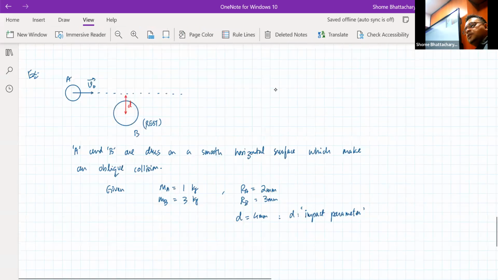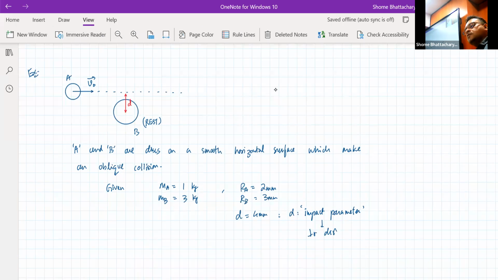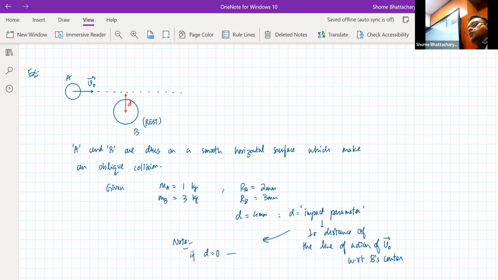So impact parameter means it is the perpendicular distance of the line of action of A's initial velocity V0 with respect to B's center. So about line of impact, we'll understand one thing interesting, that if the collision parameter were to be 0, then we have a head-on collision, because that means the velocity is passing directly through the center of B. Okay, so that will satisfy the condition for head-on collision.